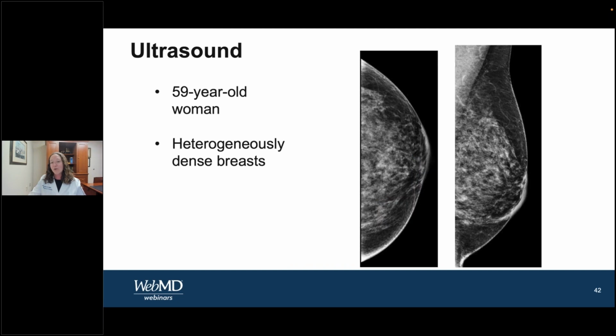This was a 59-year-old woman who, again, had heterogeneously dense breast tissue. So again, we can see a lot of that white tissue on the mammogram compared to that darker fatty tissue. And her mammogram was normal.